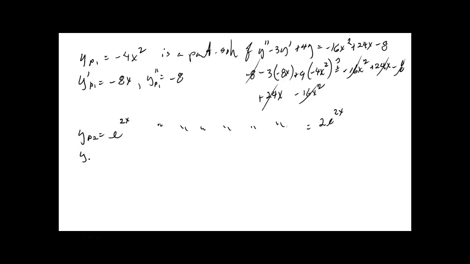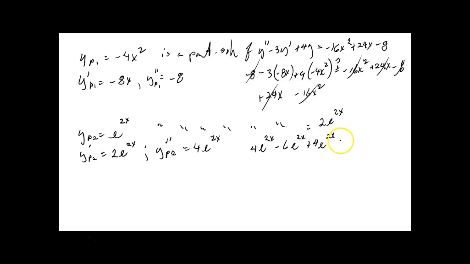Take a derivative. yp2 prime, y prime of p2 is equal to 2e to the 2x, and yp2 double prime is 4e to the 2x. Okay, now we're going to plug those in. That would be 4e to the 2x minus 3 times y prime, which would be minus 6 times e to the 2x, plus 4 times y, that would be 4e to the 2x.